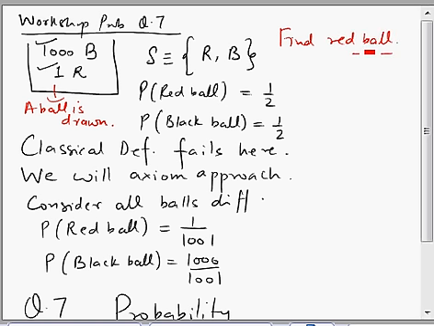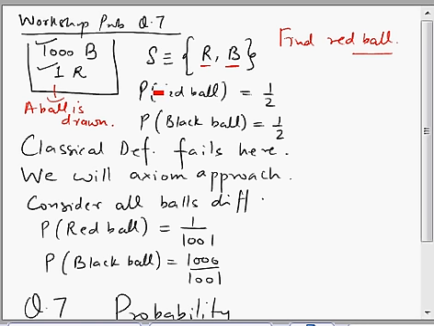Now if you apply the classical definition of probability on this experiment, then we define the sample space, because in the classical definition we count how many elements are in the sample space, that becomes the denominator, and the numerator is the favorable outcomes. Now what are the possibilities when we draw a ball? Either we'll get a red ball or a black ball. There's no other possibility. Though there are 1000 black balls and one red ball, the sample space has two elements.